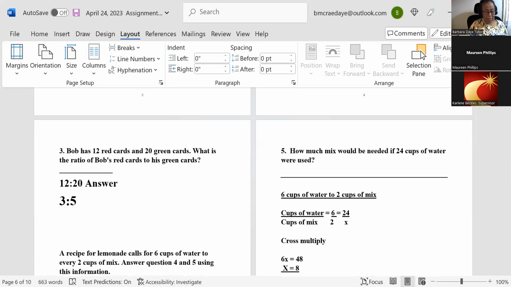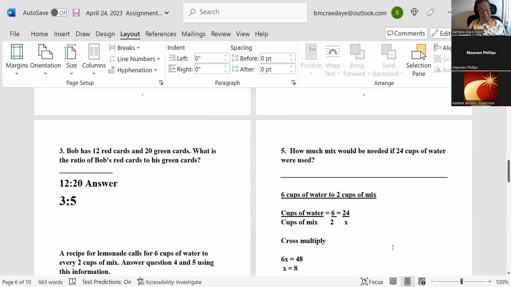Now, there's an easier way to do this, Maureen. Do you see the other way of doing it? Now, look, you have 6 cups of water, 2 cups of mix. Now, 24 is how many times bigger than 6? No, it's 4 times.